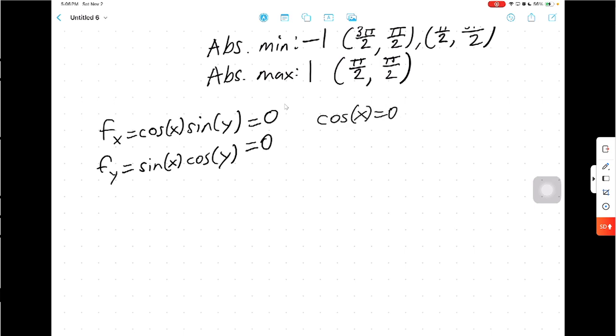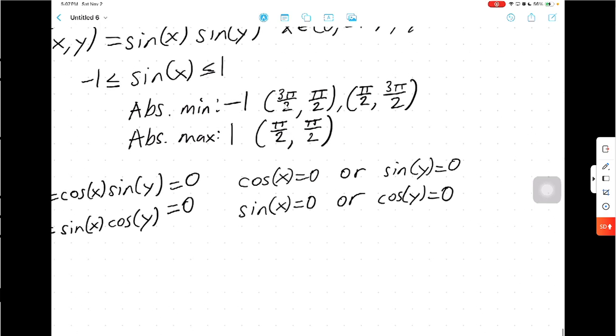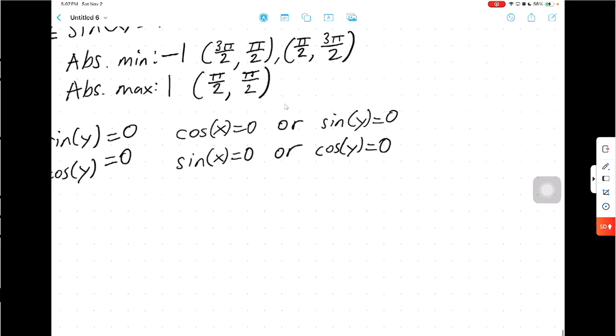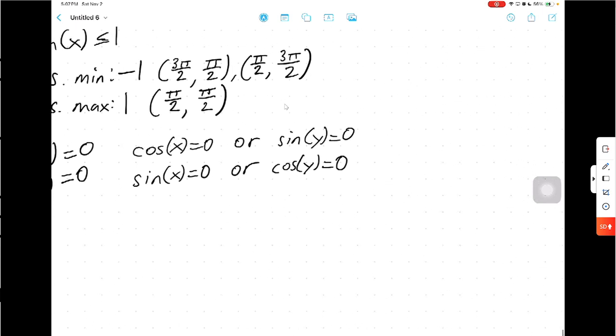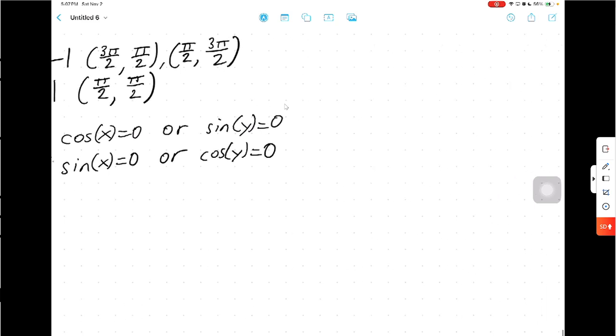So cosine x equals 0, or sine of y is equal to 0. Sine of x is equal to 0, or cosine of y is equal to 0. Now, because these two will not share a 0 at a common point, we're going to have to make sure either the cosines are 0 or the sines are both 0.